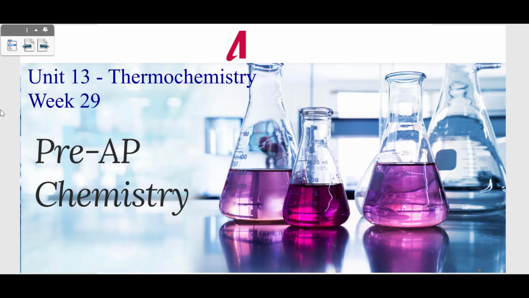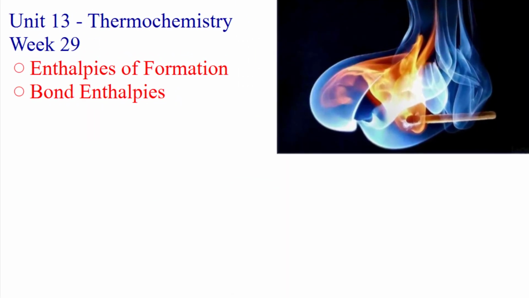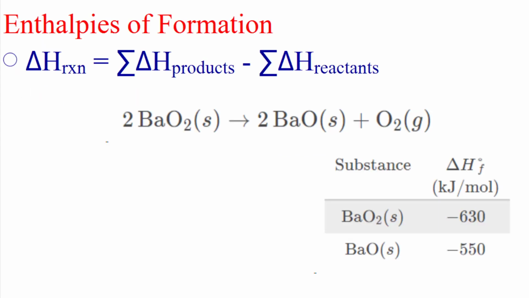We're continuing on with Unit 13, Thermochemistry, Week 29. Remember, in Week 28, we examined what exothermic and endothermic reactions were. We took a look at an experimental way to calculate enthalpy. That was calorimetry. Well, there are different ways to calculate the enthalpy of a reaction, and that's what we're looking at this week. We're looking at the enthalpies of formation and bond enthalpies, two different specific ways to calculate the enthalpy.